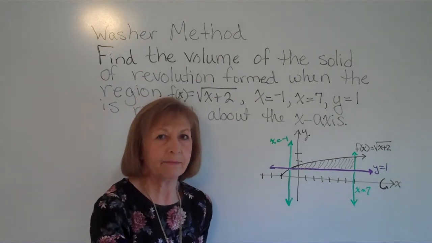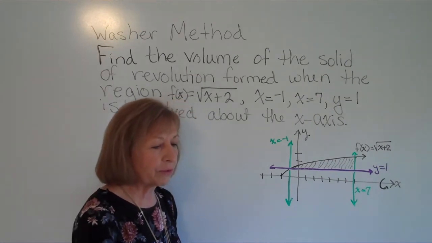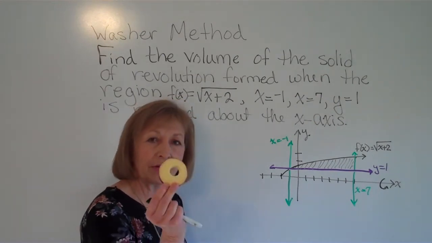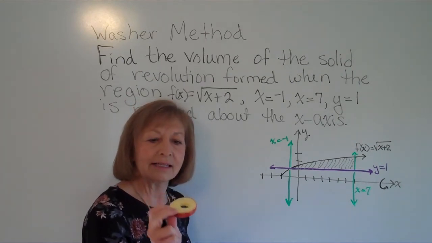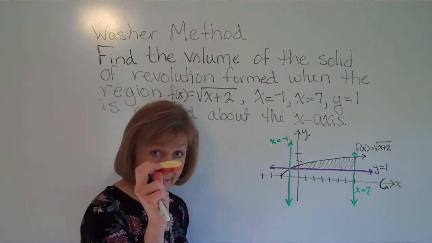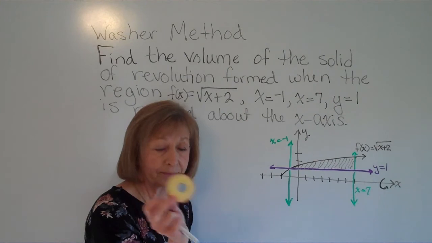So this is named a washer method because it's like the washers that you put on a screw when you're screwing that in to put some things together. So washer method is when you have still that short height, a cylinder, but you've cored out the middle.